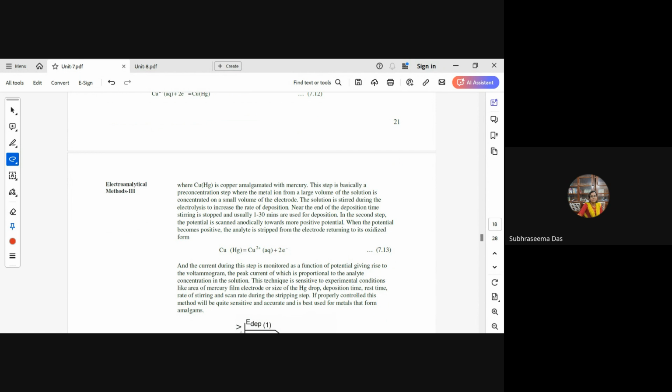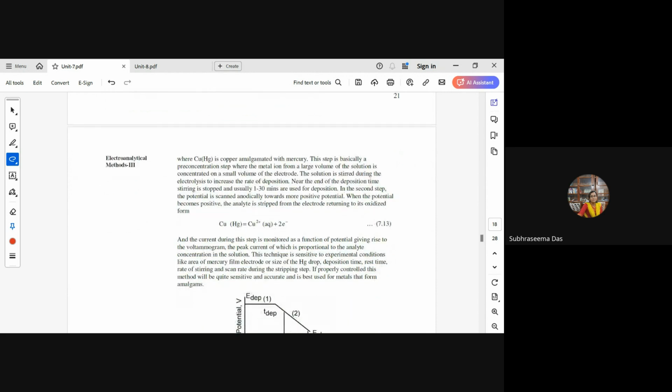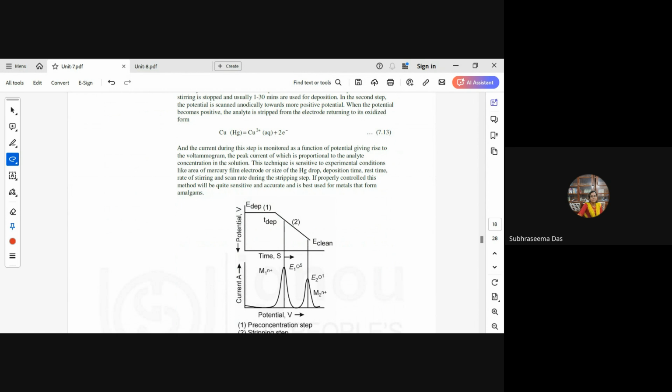After 30 minutes, in the second step, the potential is scanned anodically towards more positive potential. When the potential turns positive, the analyte that was deposited on the electrode is stripped from the electrode and returns to its oxidized form, that is Cu(Hg), the copper which is amalgamated or present in the mercury, goes to Cu2+. The current during this step is monitored as a function of potential, giving rise to the voltammogram, the peak current of which is proportional to the analyte concentration.